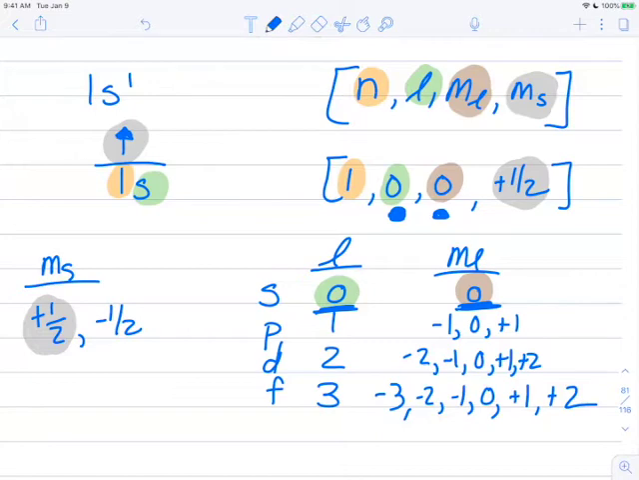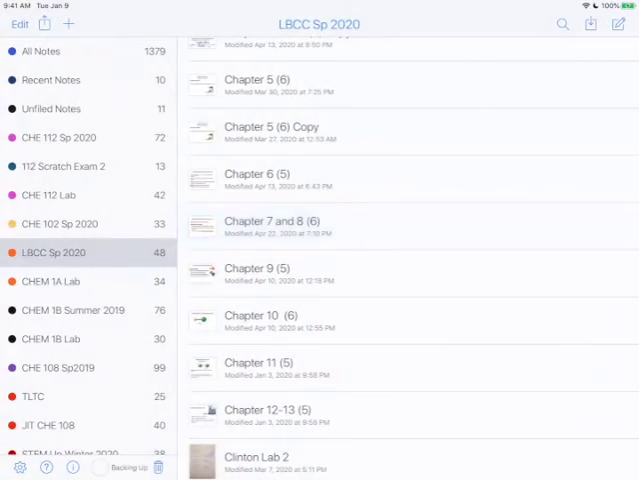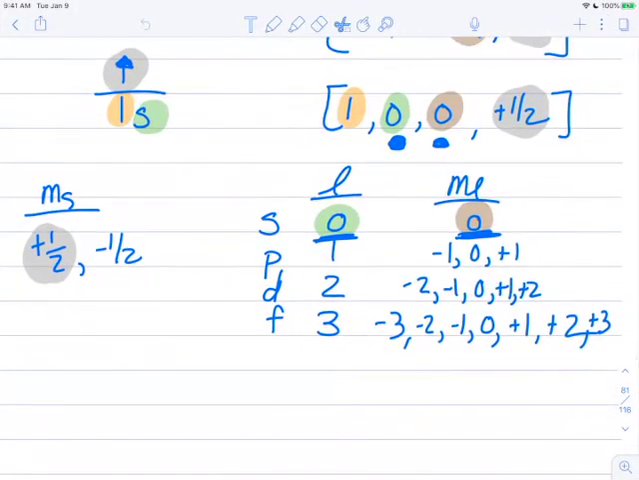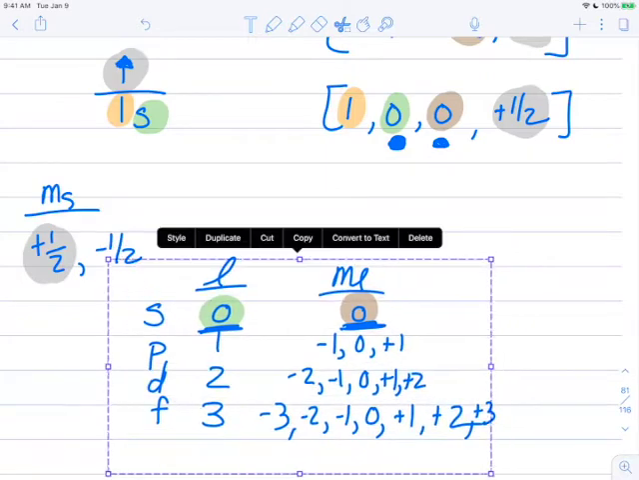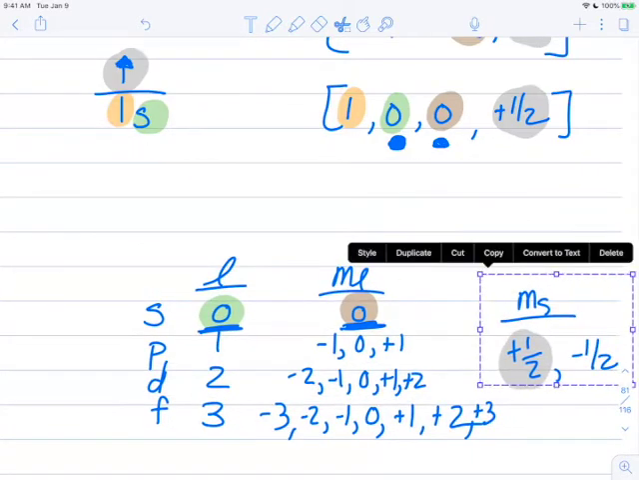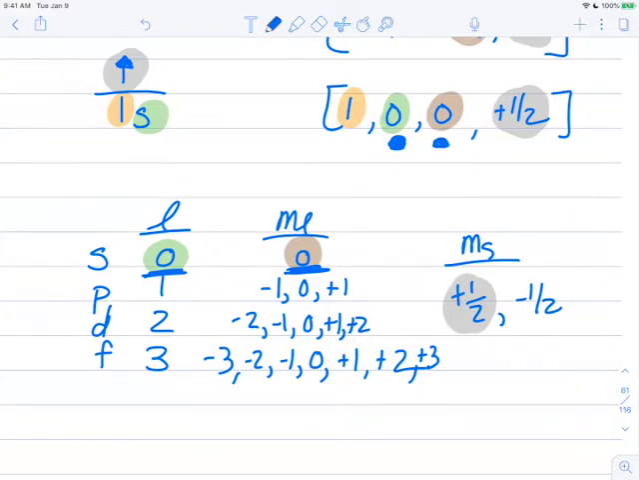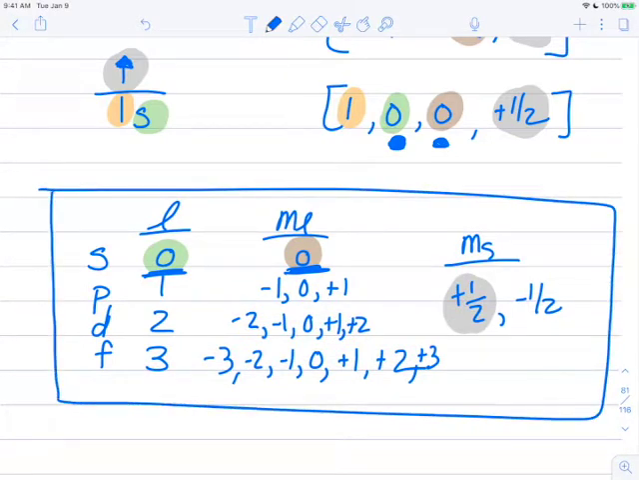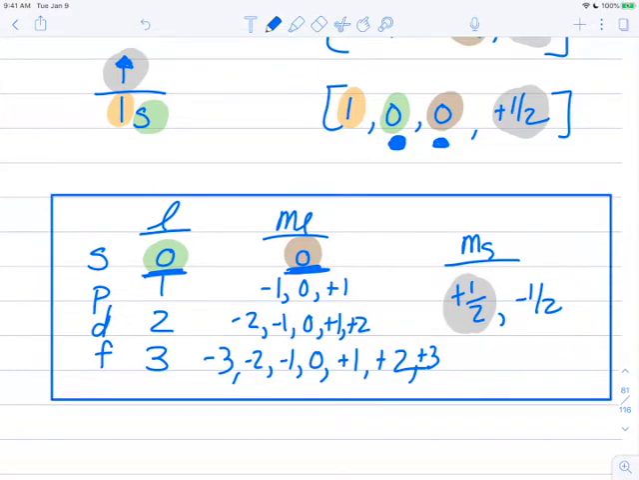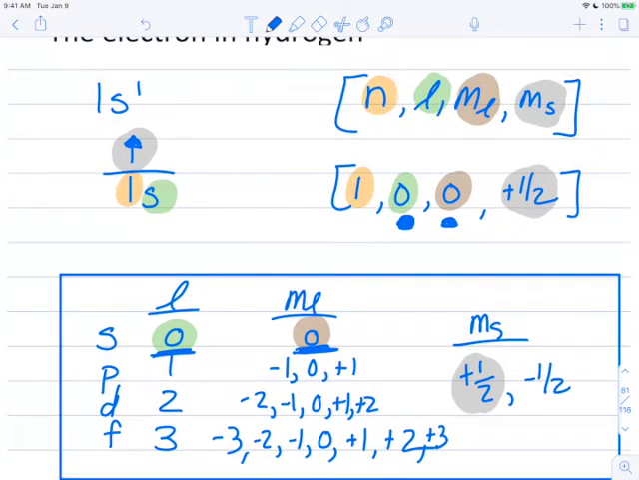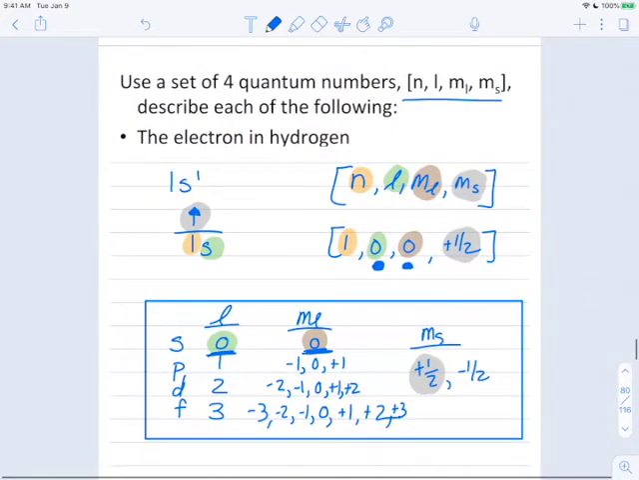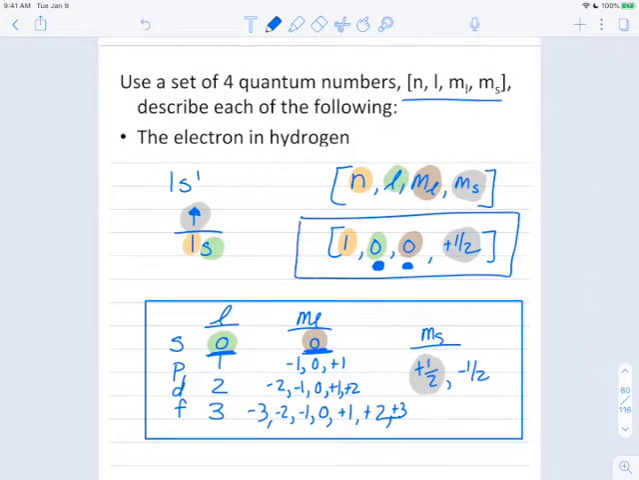Oh, you're right. Thank you. I forgot to put in the +3. Thank you, Tasso. Other questions about anything here? Okay, there we go. Now let me put everything together. Here's our little reference table. Any questions on how we did the quantum numbers for hydrogen here?